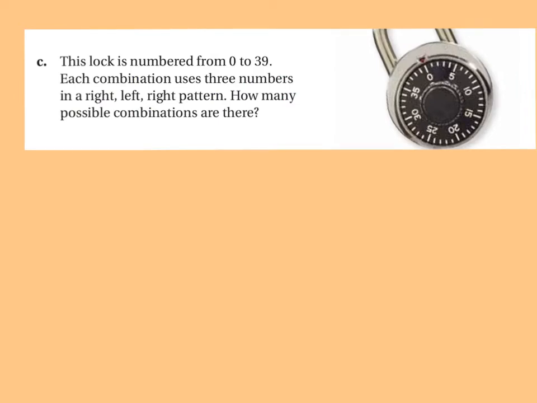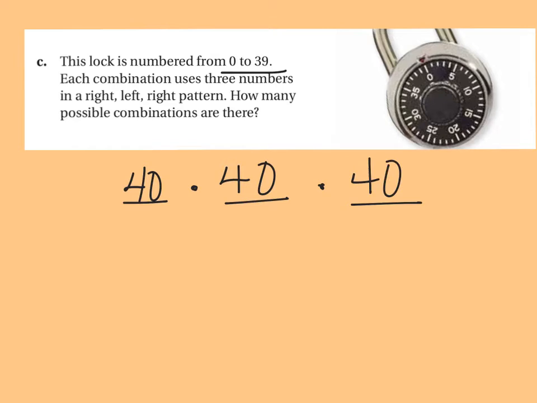All right, this lock is numbered from 0 to 39. And it uses 3 numbers, so similar to the locks that you had on your locker this year. So how many possible combinations are there? Since there are 3 numbers in the combination, we can set it up like that. 0 to 39 means that there are 40 different numbers, because to 39, we are including 0. That means there are 40 possibilities for each digit in the combination. 40 times 40 times 40 equals 64,000 combinations. We could also think of this as 40 to the 3rd power.